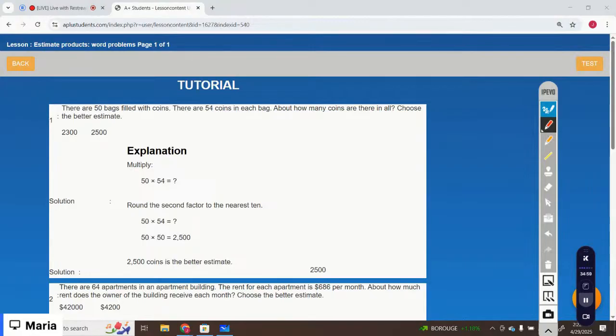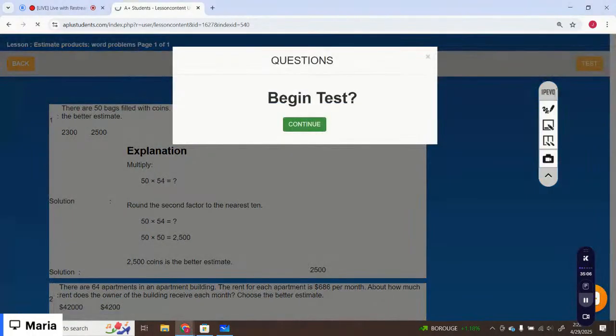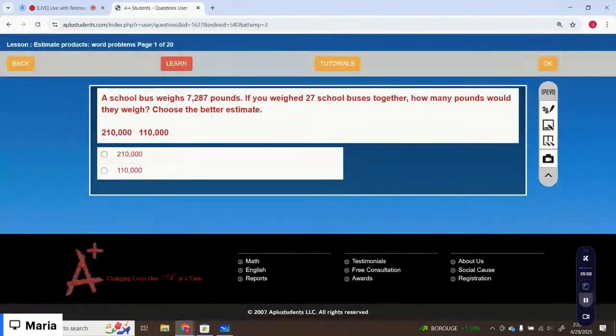So you just have to multiply the non-zero values. 5 times 5 is 25. So just add the zeros, that is 2500. Let's just start with the test question.